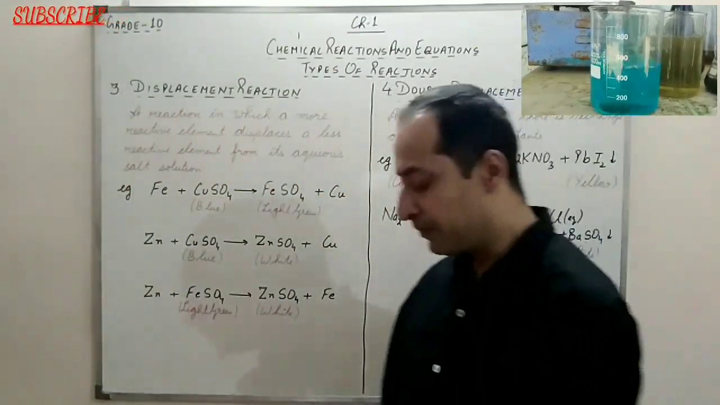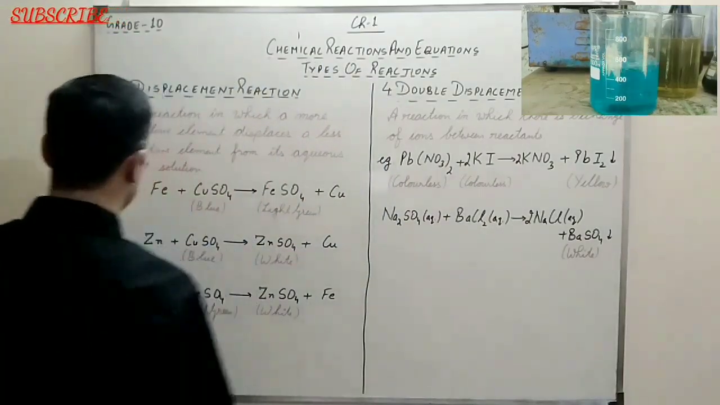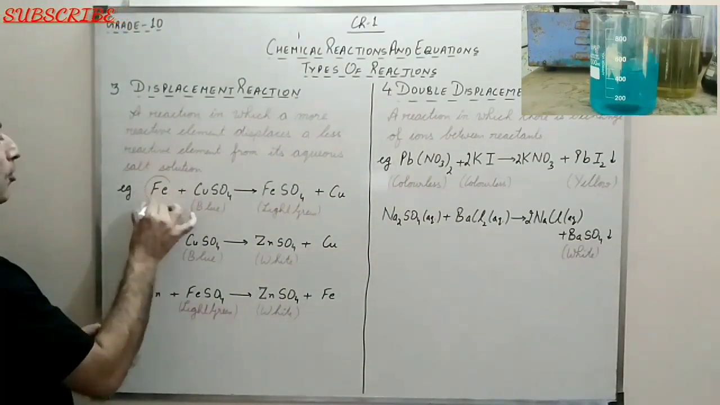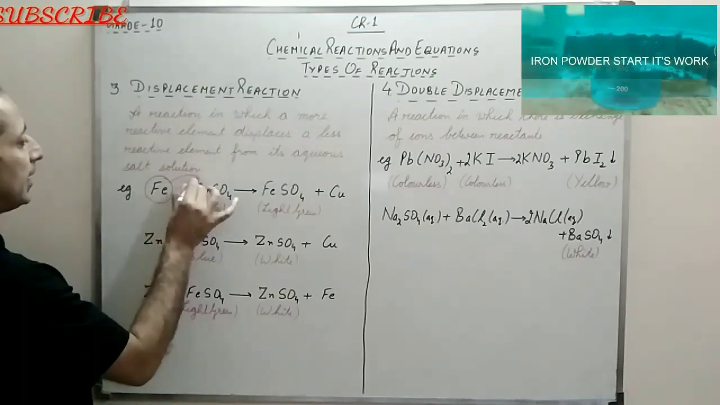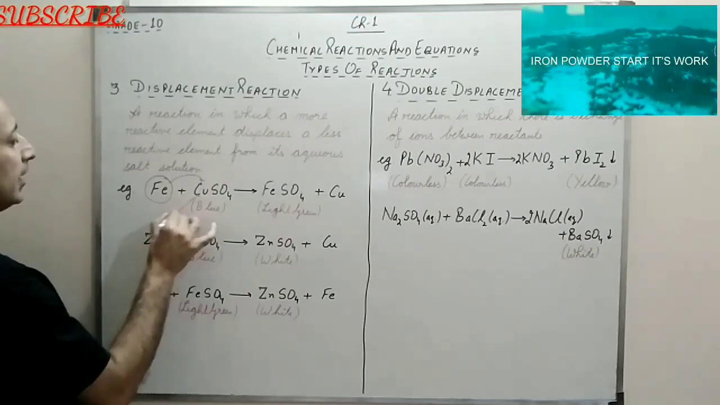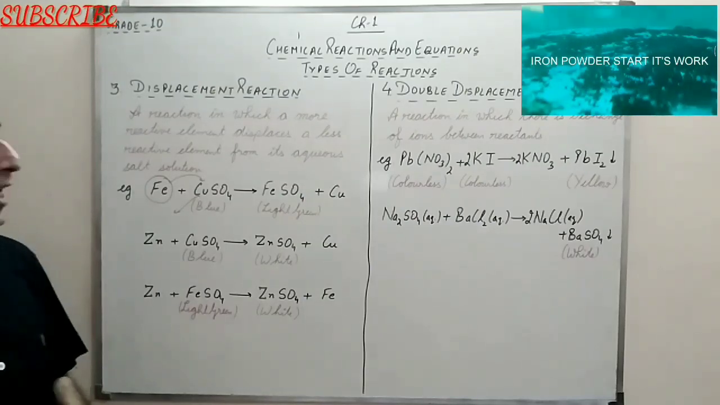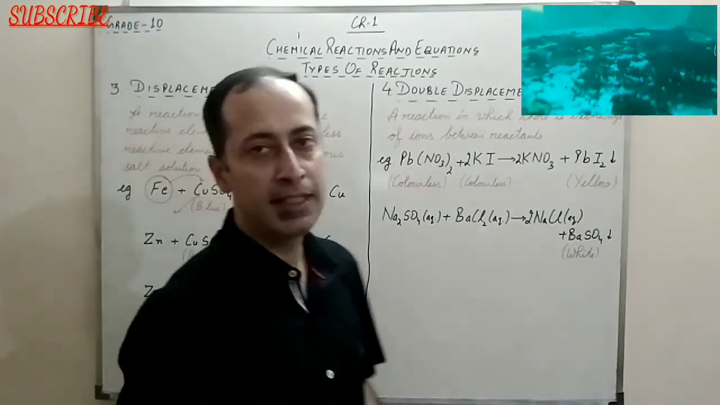Now what happens here? Iron is more reactive than copper. So it comes to this place and copper is taken out. That is why we have FeSO4 plus Cu.